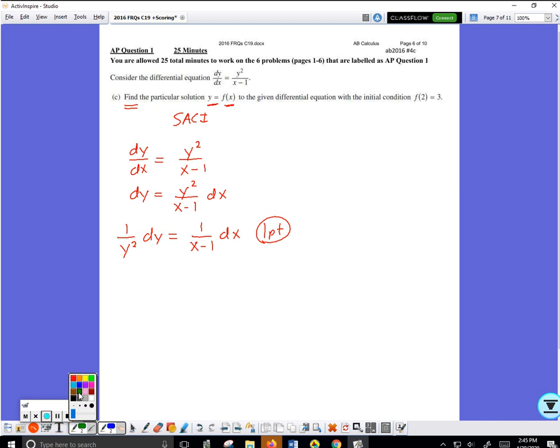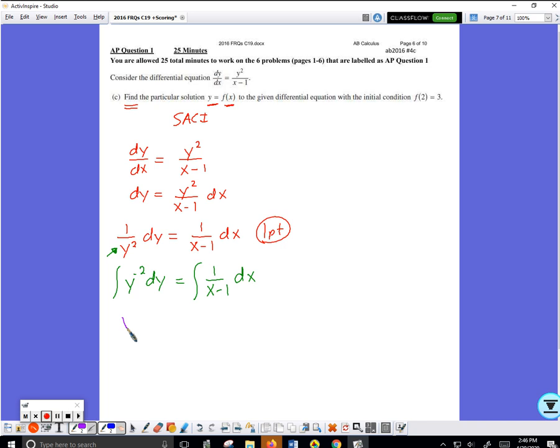Okay, now we need to anti-differentiate. Be careful here. We don't have a rule for the antiderivative of 1 over y squared. That's not the ln rule. So you're going to have to change it to y to the negative 2, because we do have a rule for y to the negative 2. This integral antiderivative here will require the expanded ln rule.